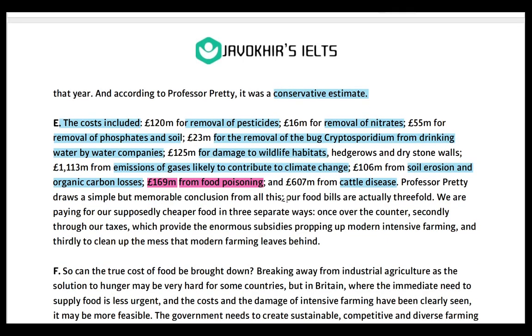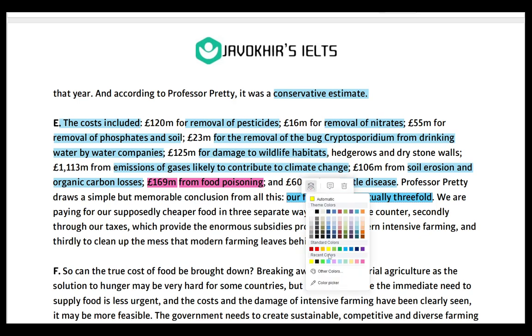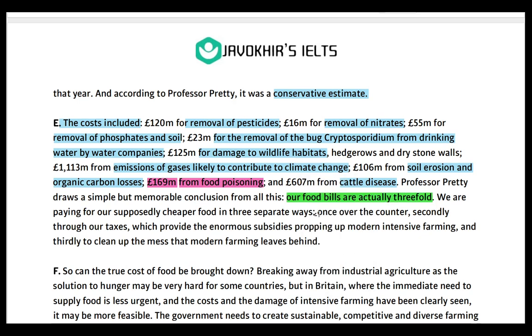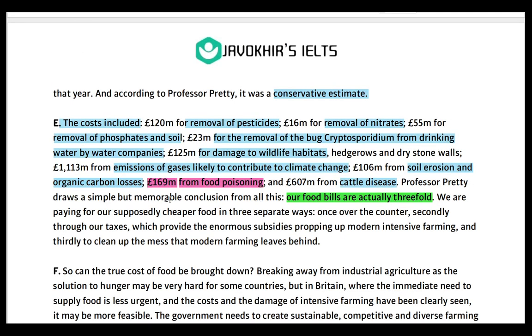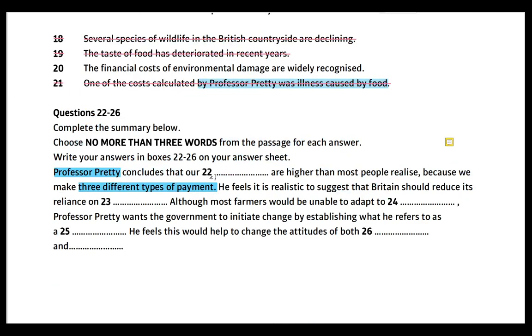There you go. Our food bills are actually threefold, right? So the word threefold here, our food bills are so concludes that. So the conclusion from all of it, but memory draws a simple but memorable conclusion from all this: our food bills are actually threefold. So the answer for number 22 is going to be food bills. Was it food bills? Food bills.